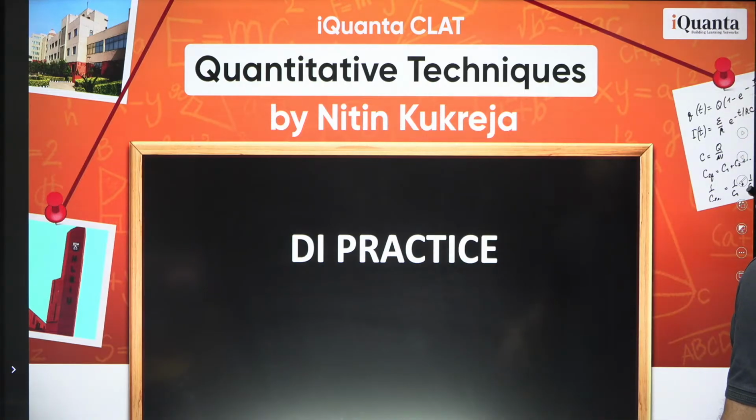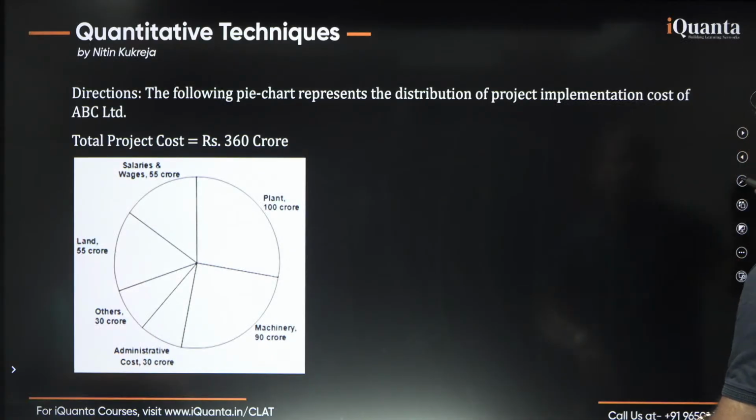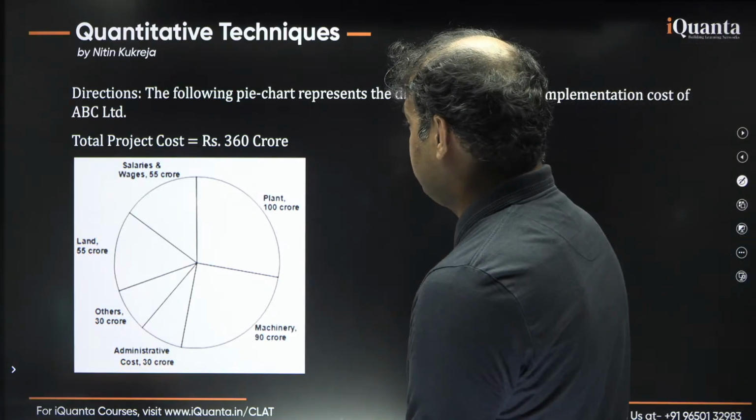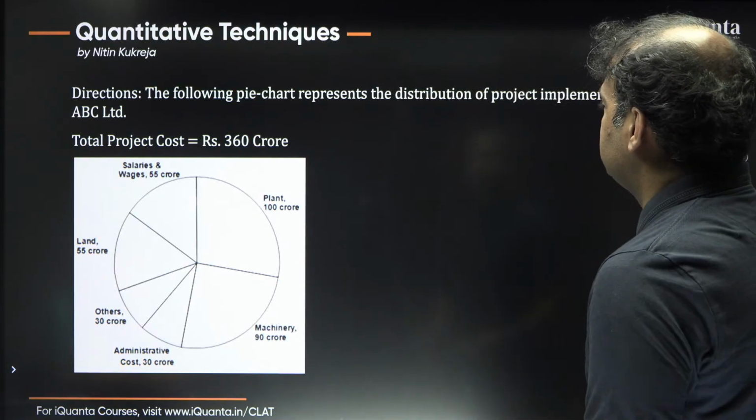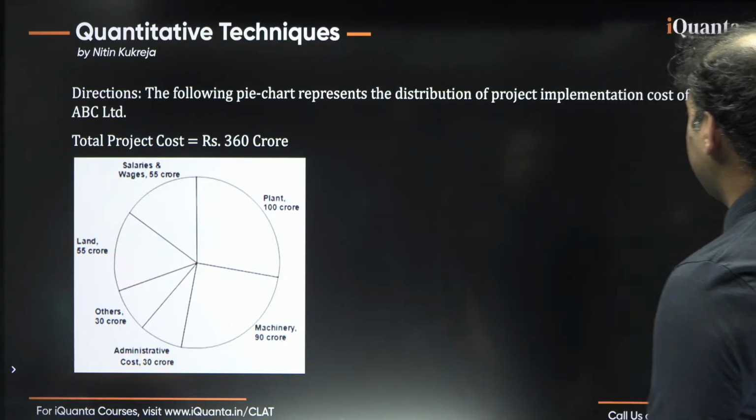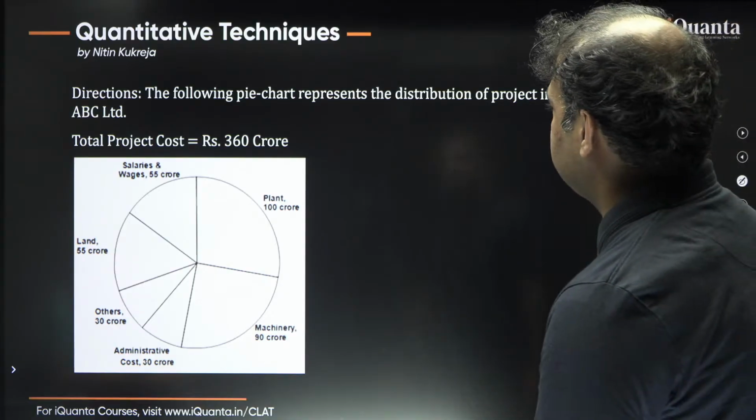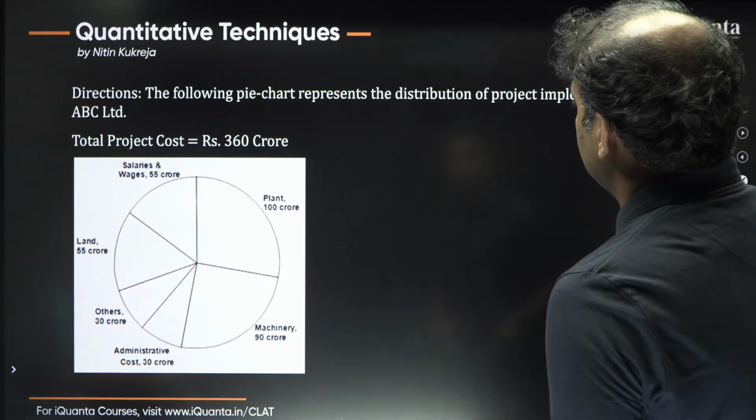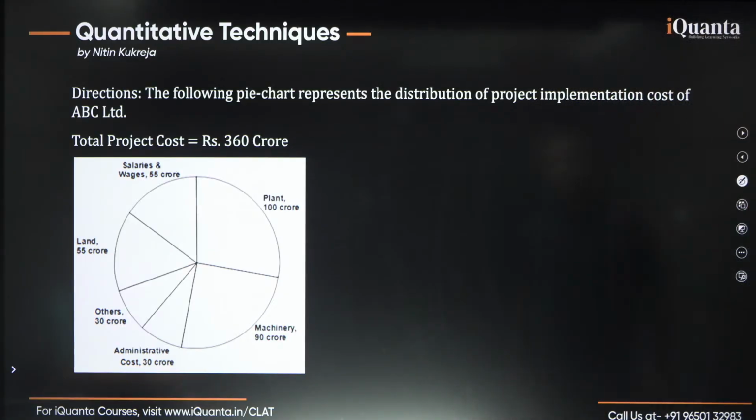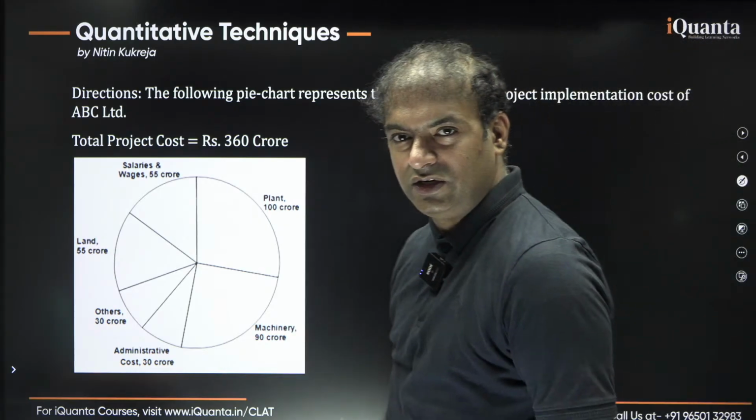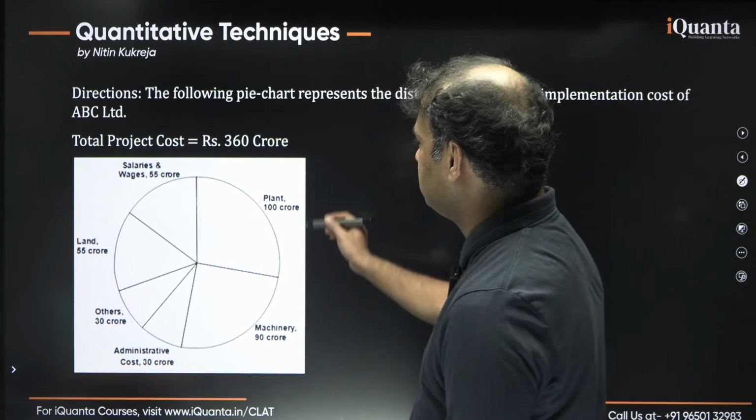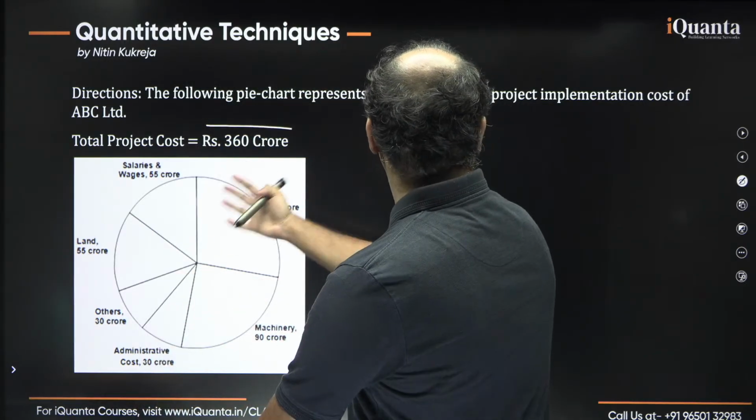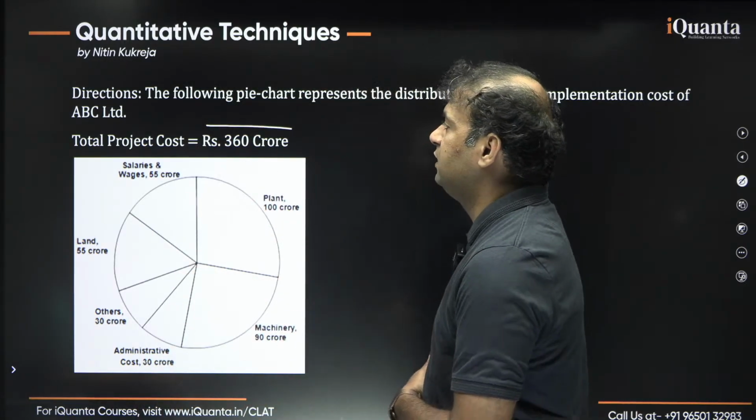Let's start the first set of the day, which is about a pie chart. The set says that the following pie chart represents the distribution of the project implementation cost of ABC Limited. So the total project cost is 360 crore rupees, and these are the different heads. Let's see the cost of each head.